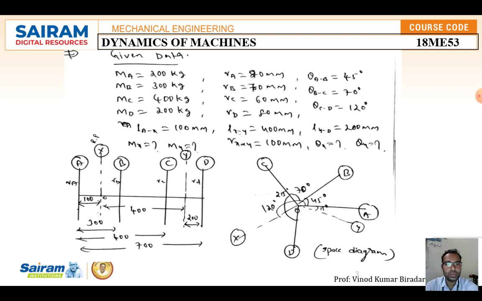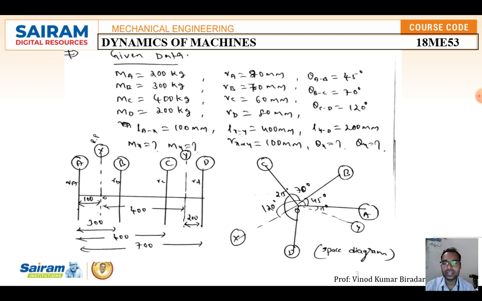So here, read the question carefully. In the given data, mass of A is equal to 200 kg, mass of B is equal to 300 kg, mass of C is equal to 400 kg, and mass of D is equal to 200 kg. Along with that, the radii of rotation are given: 80 mm, 70 mm, 60 mm, 80 mm, that is RA, RB, RC, RD. Along with that they given the angles of rotation: theta A to B is 45 degrees, B to C is 70 degrees, theta C to D is 120 degrees.